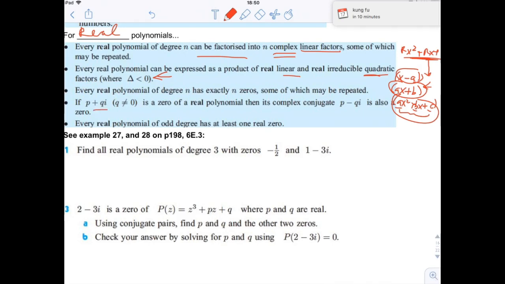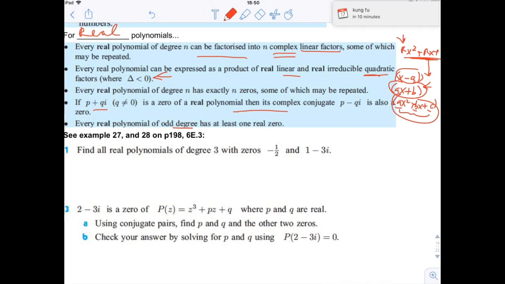If p plus qi, where q is not equal to 0, is a zero of the polynomial, then its complex conjugate p minus qi is also a zero. Every real polynomial of odd degree has at least one real zero. So we just read that if there is a complex root, then the conjugate of that root is also a root.